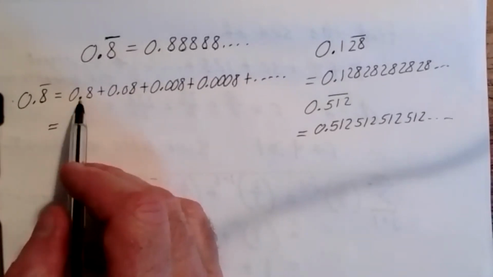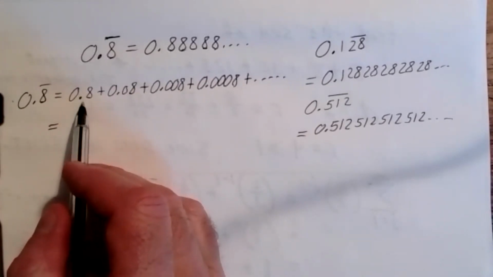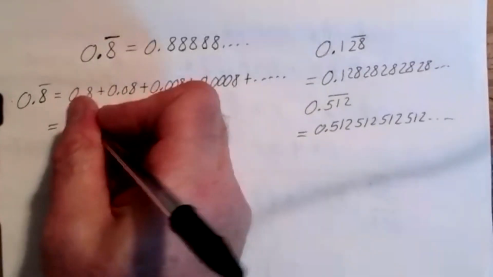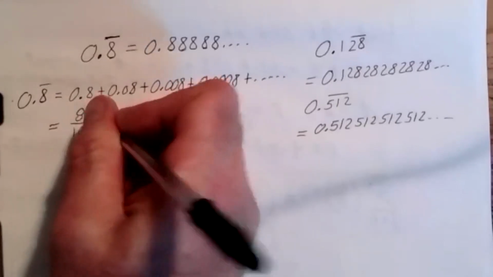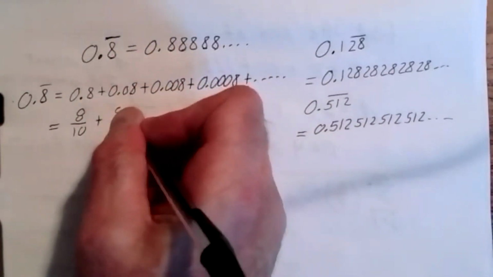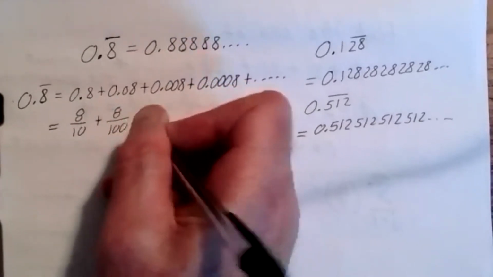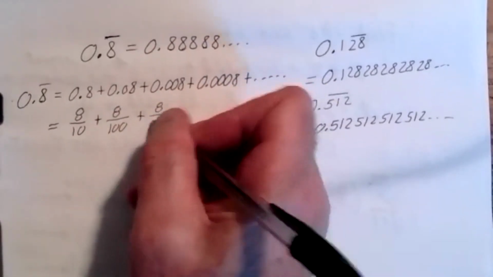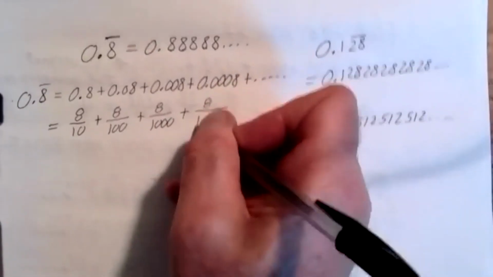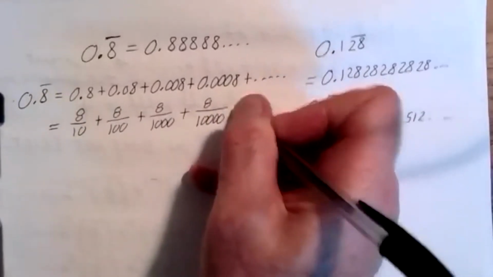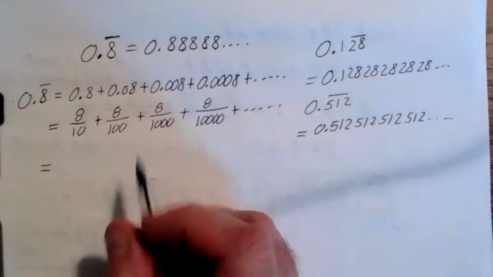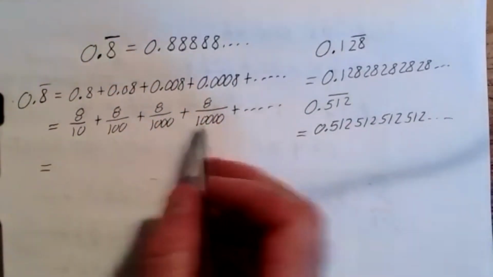Now, do you agree that we would write this as what fraction here? 0.8. How do we write this as a fraction? How do we read it? It's 8 what? 8/10. We write that as 8 over 10. And do you agree we read this one as 8 what? 8 hundredths. Next one is 8 thousandths. The next one after that would be 8 ten-thousandths. See what's going on here? Etc., etc., etc. But ladies and gentlemen, do we have maybe a geometric series here?